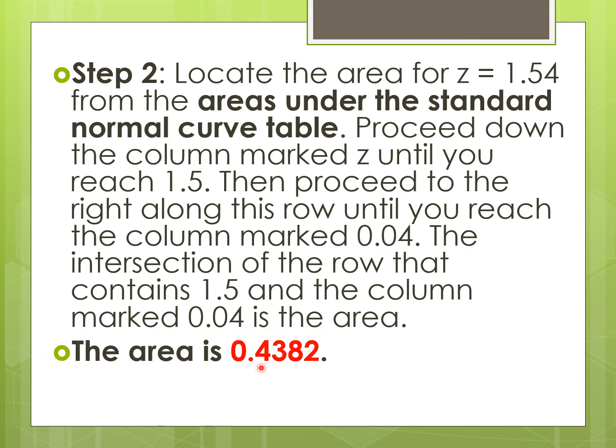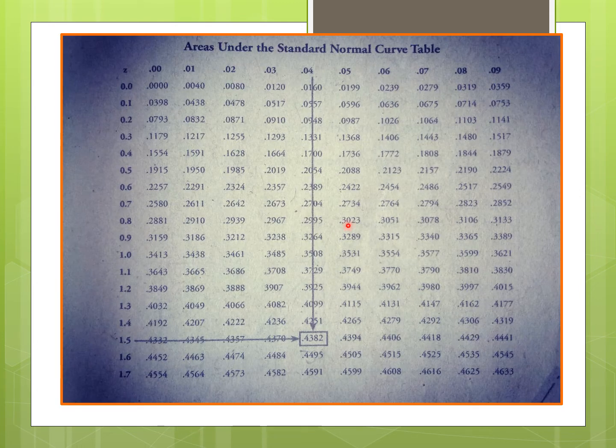The intersection of the row that contains 1.5 and the column marked 0.04 is the area. So the area is 0.4382. Again, the area is 0.4382. Okay. Para mas maintindihan nyo, again, dito muna kayo sa first column. Yung mark Z. So, yun, punta tayo kay 1.5. And then, move along. Puntahan naman natin si 0.04. Kasi ang hinahanap natin, 1.54. Kaya 1.5, move along. And then, hanapin natin yung column na may yung idadagdag natin para maging 1.54 siya. So, definitely we have the column that is marked 0.04. So, yung intersection na yan, which is 0.4382, that is now the area. Okay?